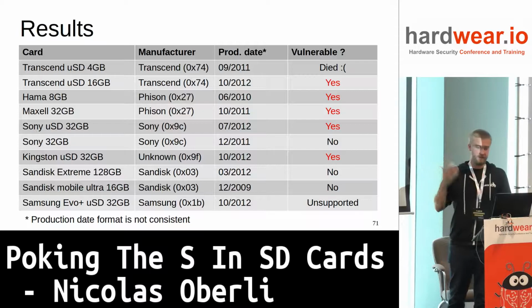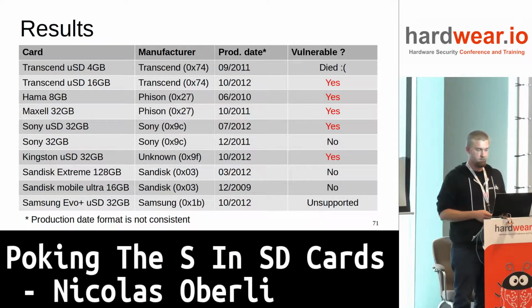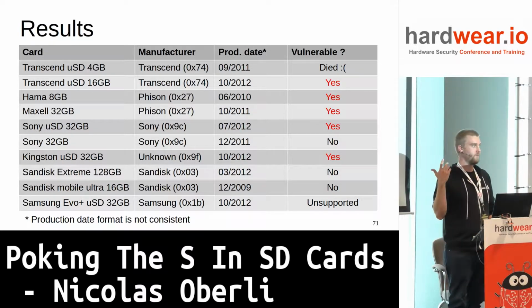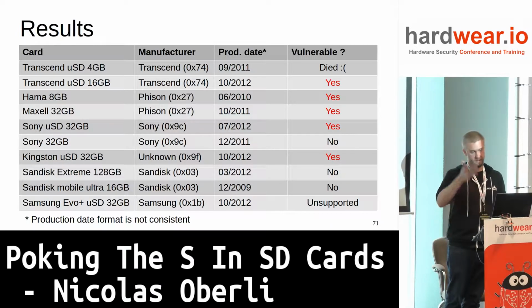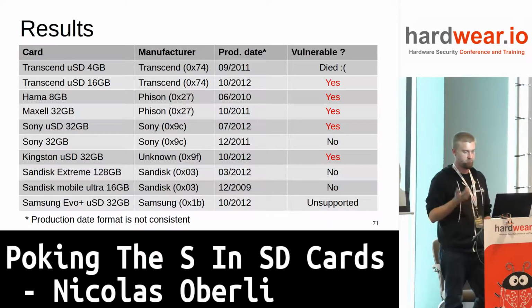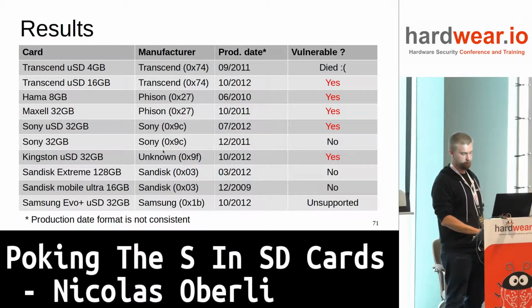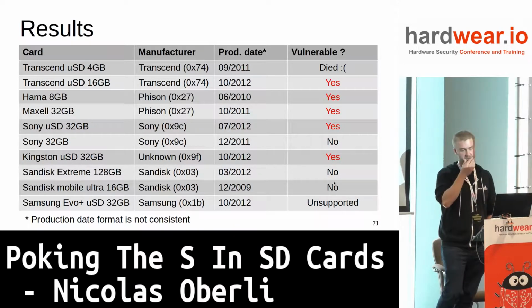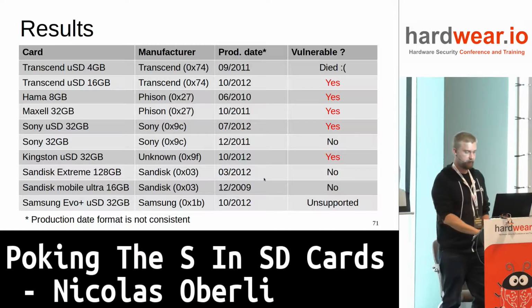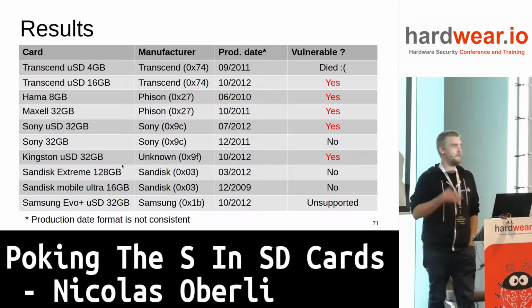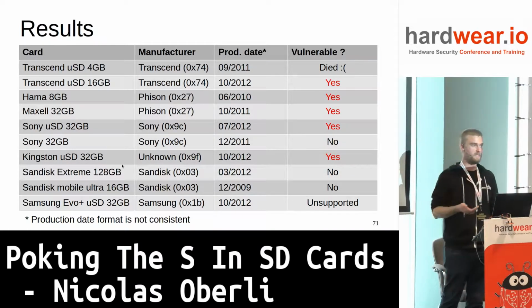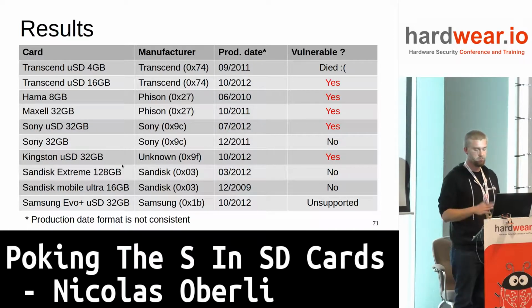So I tested this on all the SD cards I had. Unfortunately, I had one card that died during the glitching process, so I don't know if it was vulnerable or not. Otherwise, nearly all the previous cards were still vulnerable, except this one, and the SanDisk were not vulnerable as well. So SanDisk is still doing a good job respecting what is written in the specs. All the others, a bit less.